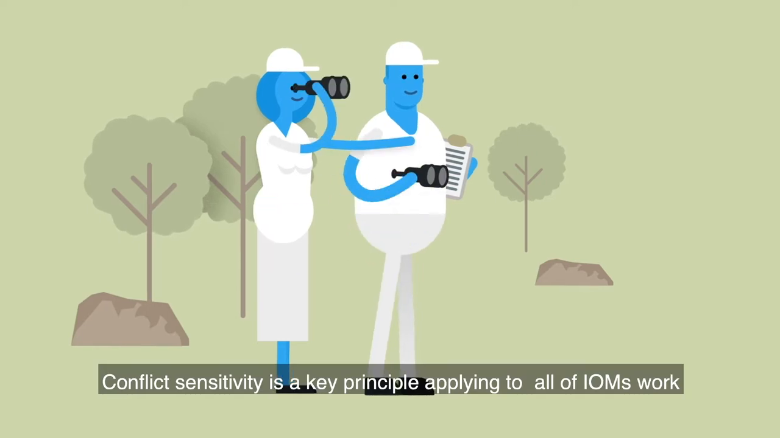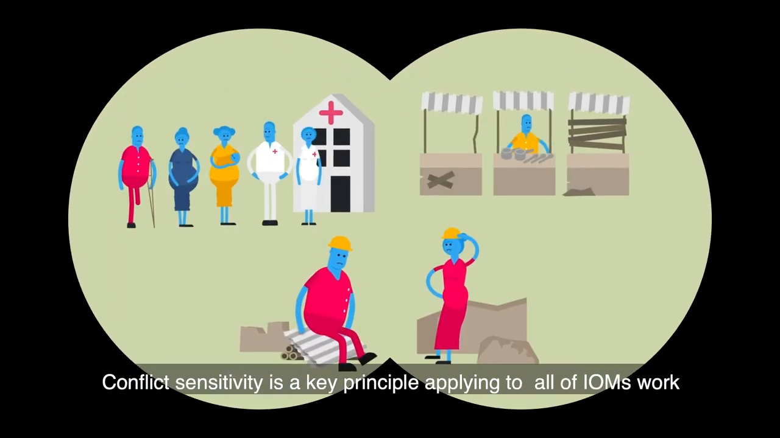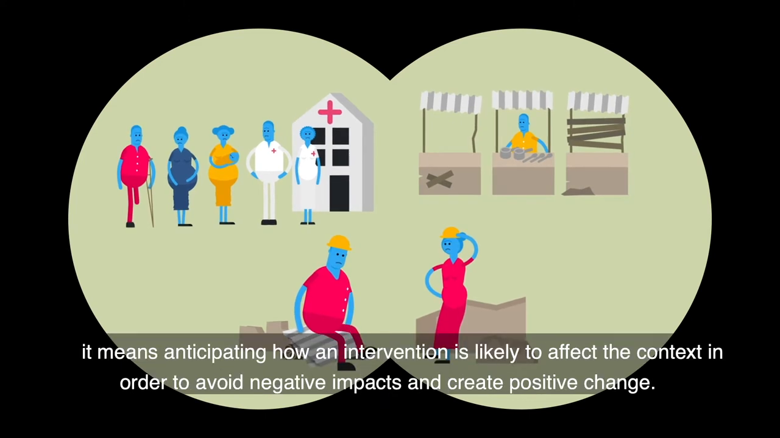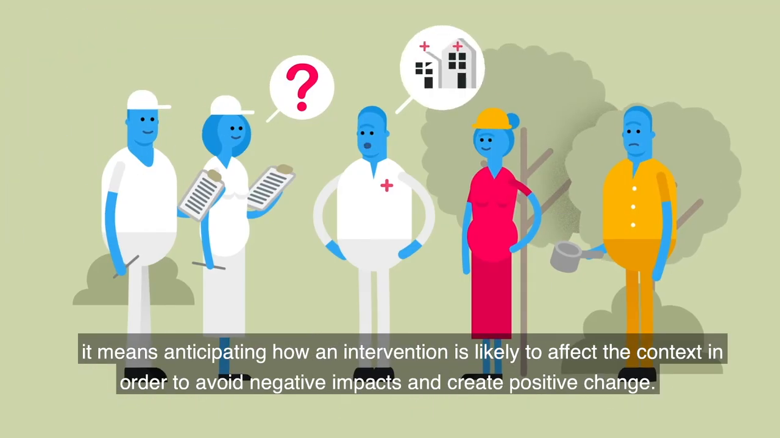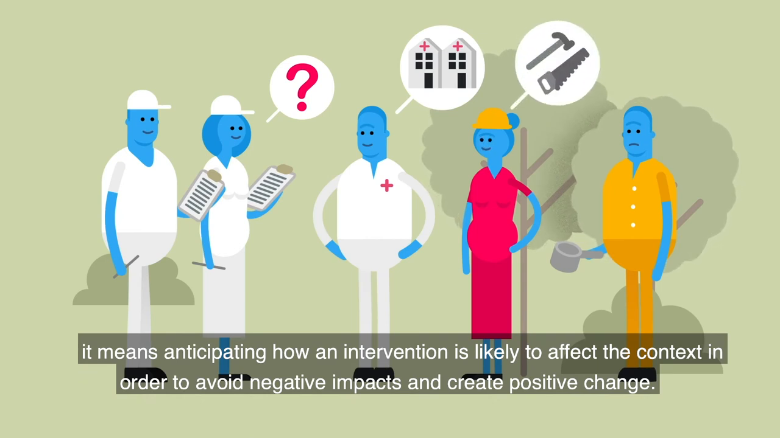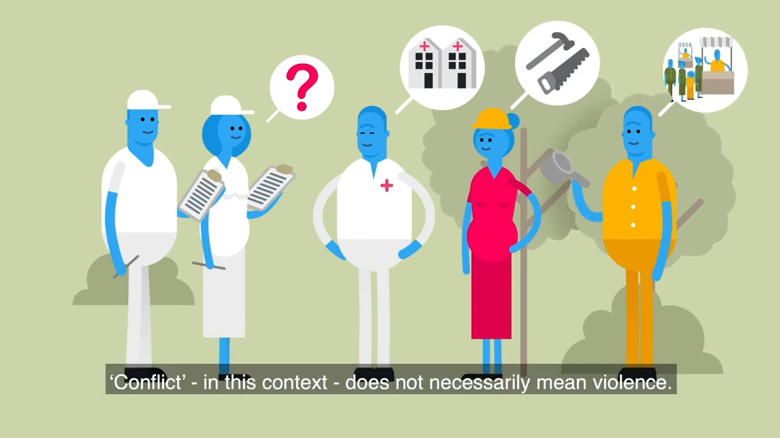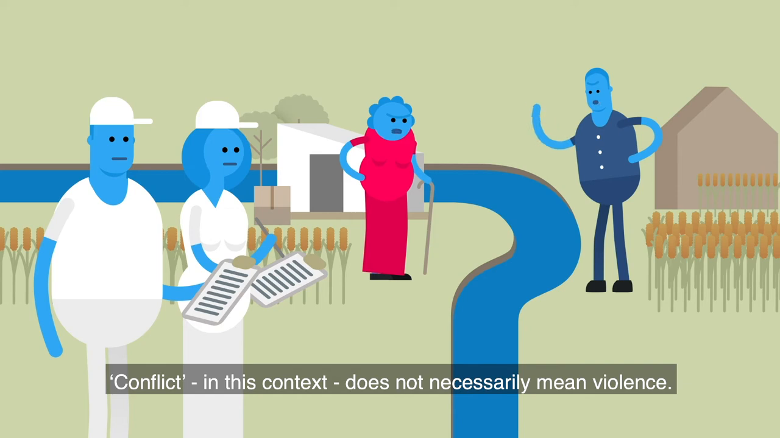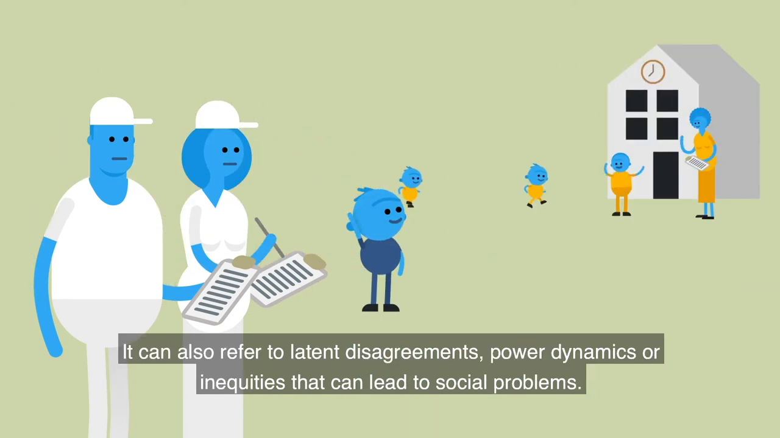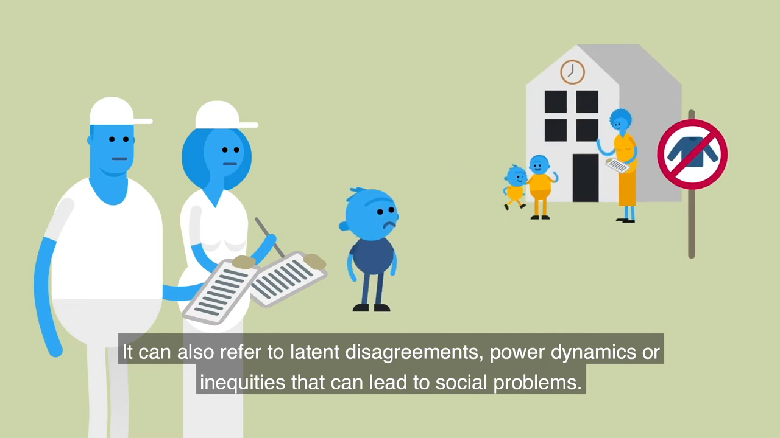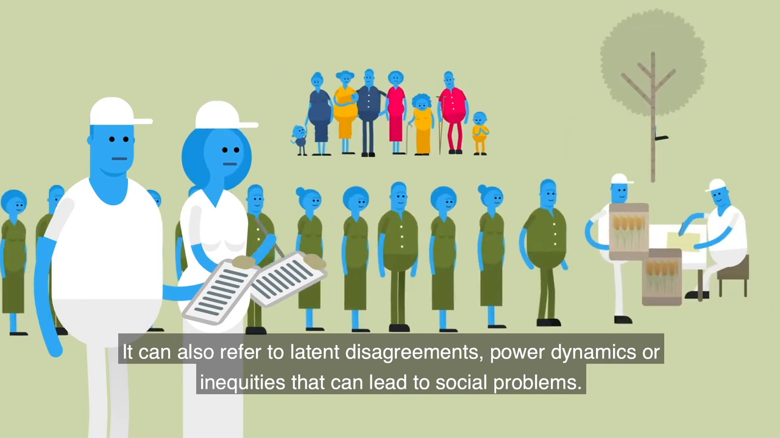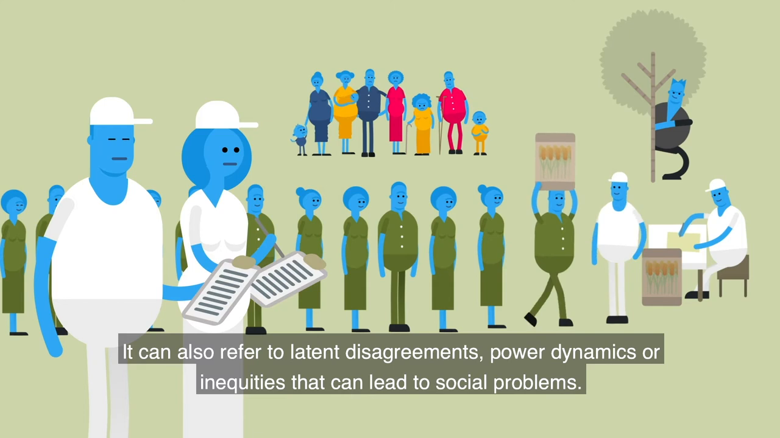Conflict sensitivity is a key principle applying to all of IOM's work. It means anticipating how an intervention is likely to affect the context in order to avoid negative impacts and create positive change. Conflict, in this context, does not necessarily mean violence. It can also refer to latent disagreements, power dynamics, or inequities that can lead to social problems.